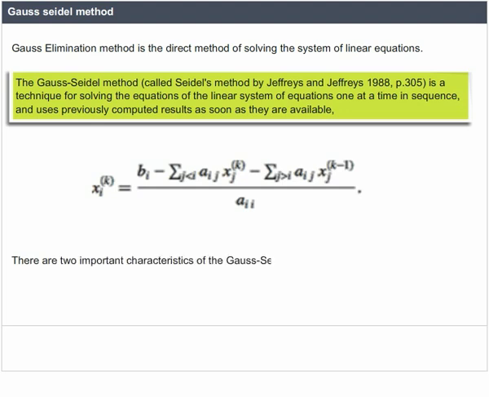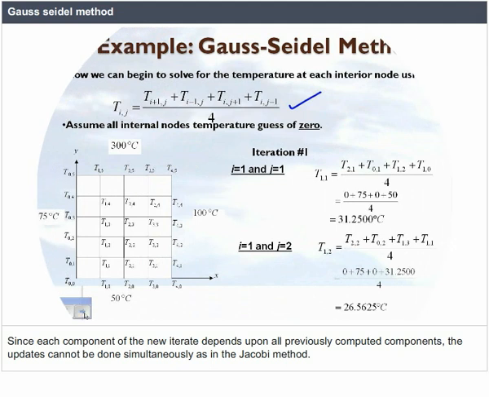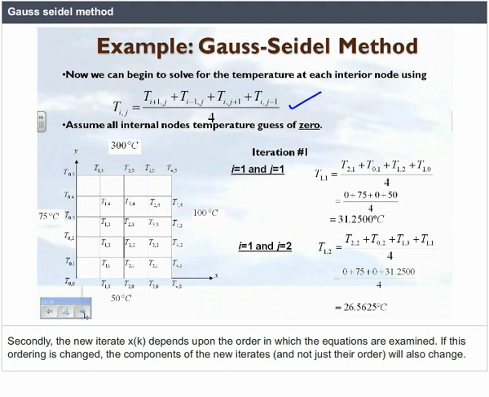There are two important characteristics of the Gauss-Seidel method that should be noted. Firstly, the computations appear to be serial. Since each component of the new iterate depends upon all previously computed components, the updates cannot be done simultaneously as in the Jacobi method. Secondly, the new iterate x^(k) depends upon the order in which the equations are examined. If this ordering is changed, the components of the new iterates, and not just their order, will also change.